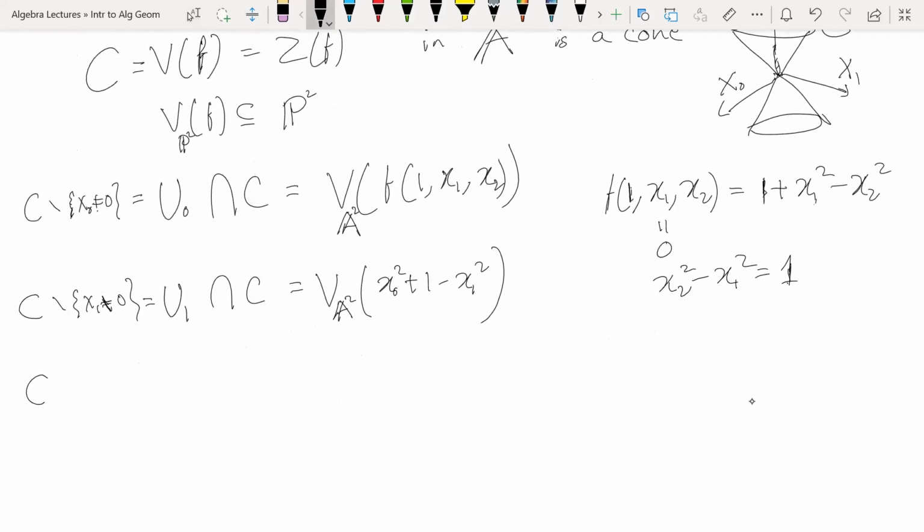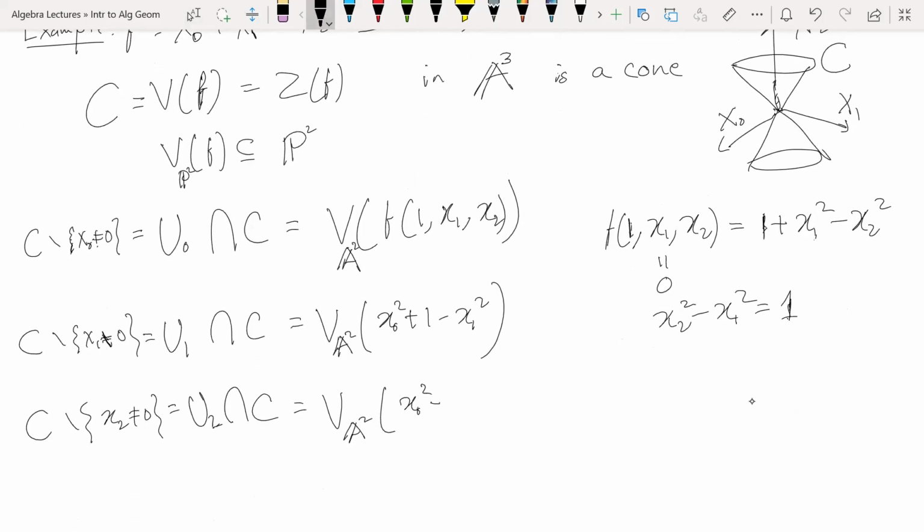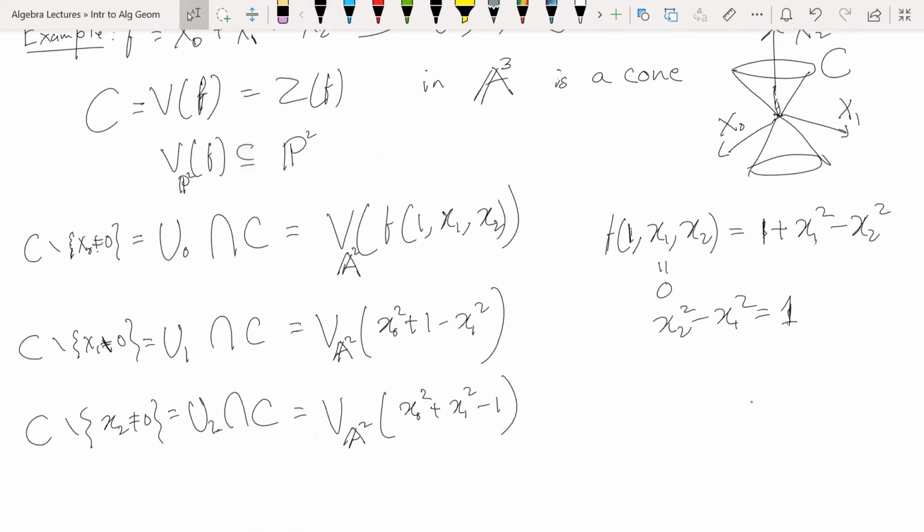And if you consider the third one, x2 not equal to 0, this is U2 intersection C. Then this is V of the equation. X2 is 1, so it's x0 square plus x1 square equals minus 1. V of this. So this is a circle. So if you look at two affine pieces, you get a hyperbola. But if you look at this third affine piece, then you get a circle. Okay.